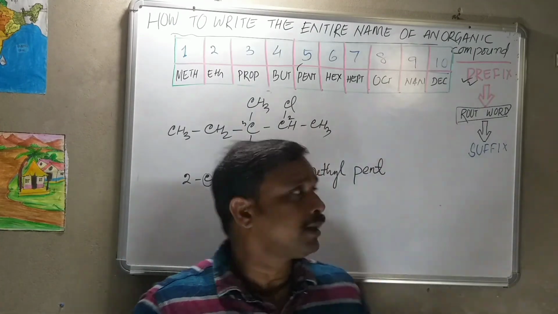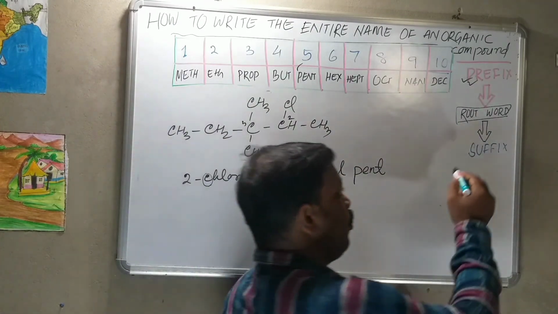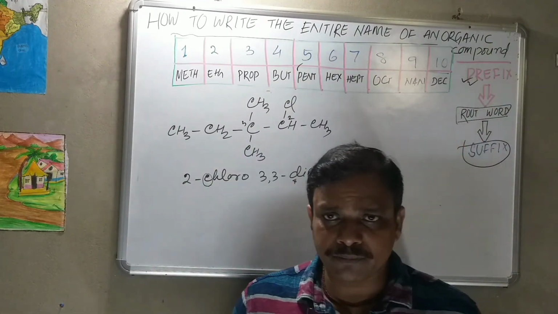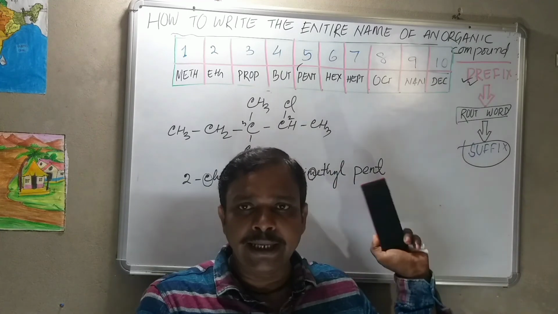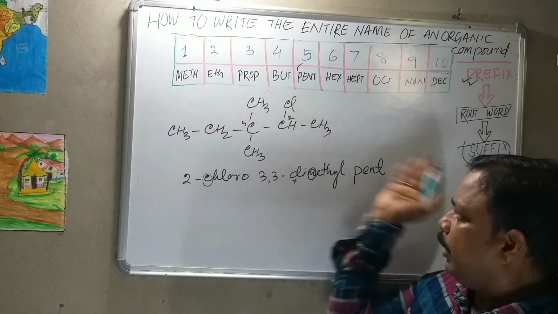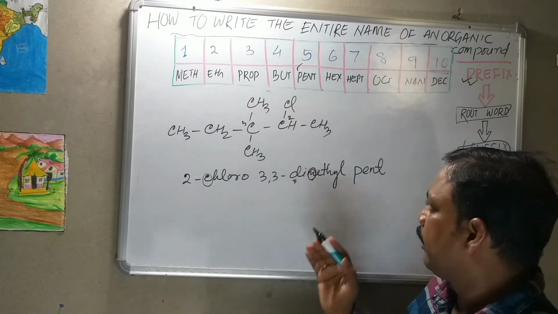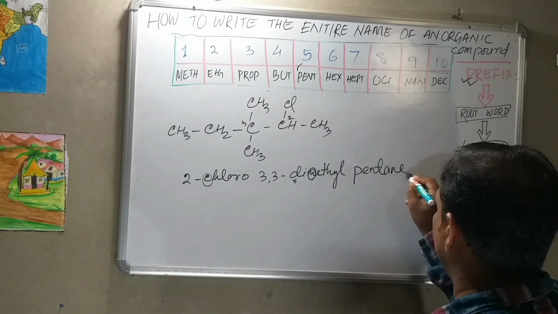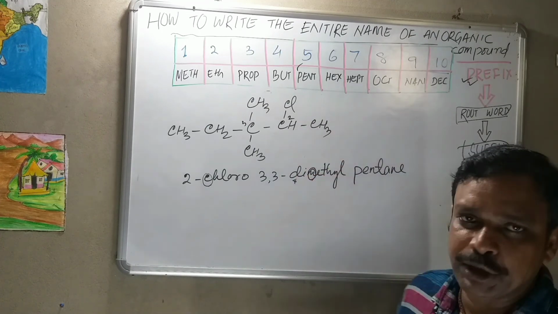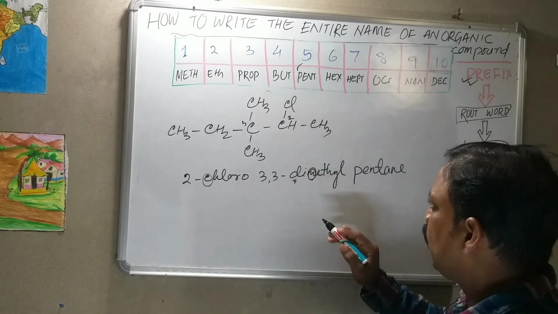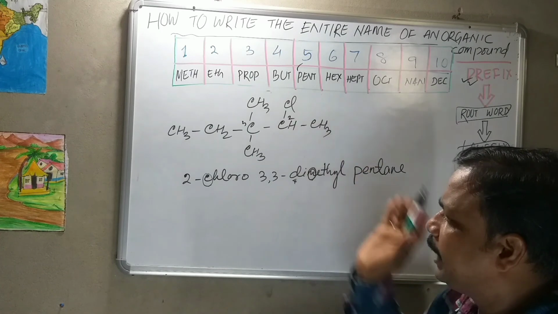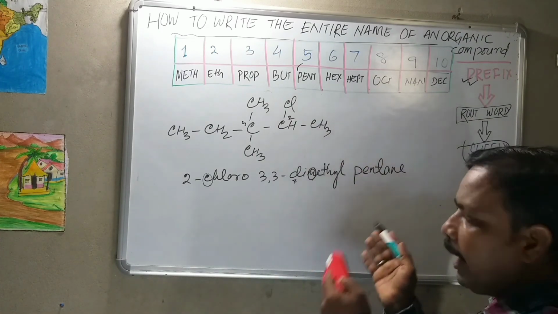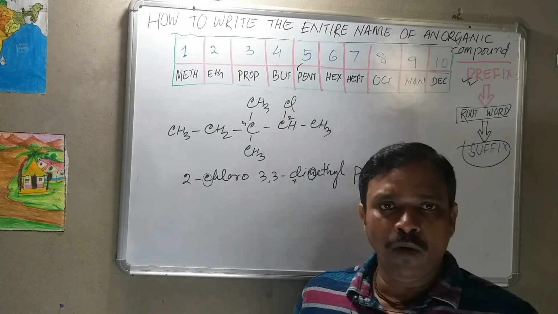Okay. Next, last one, we have to find out the suffix. What is the suffix? It is a single covalent bond throughout this carbon chain, so the suffix is ane. Otherwise, the single bond compound is known as alkane. So the entire name of this compound is 2-chloro 3,3-dimethyl pentane. Okay, thank you.